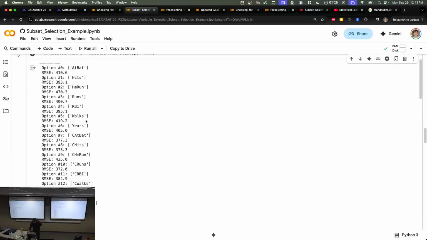So if you're trying to predict their salary based on only the number of times they were at-bat, there's an error of 410. If you're trying to predict their salary based on the number of hits they got, the error is 393. So how often you hit the ball is more predictive than how often you tried to hit the ball. That kind of makes sense. People who hit the ball more are good. People who get a lot of home runs, that was not predictive of their salary. It could be because hitting home runs is more noisy, so it makes more sense that something like the number of hits is more predictive.